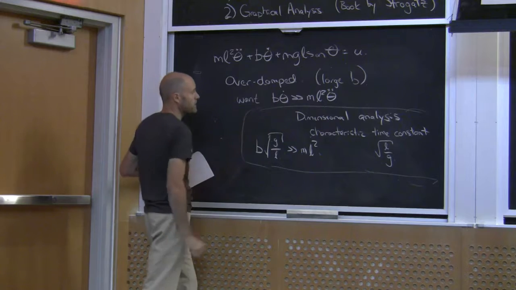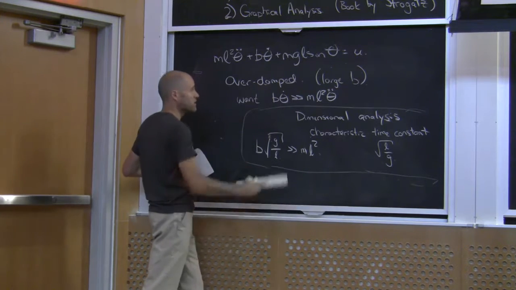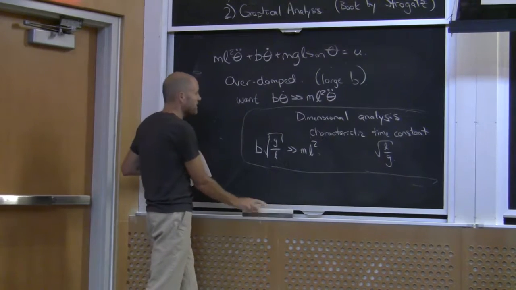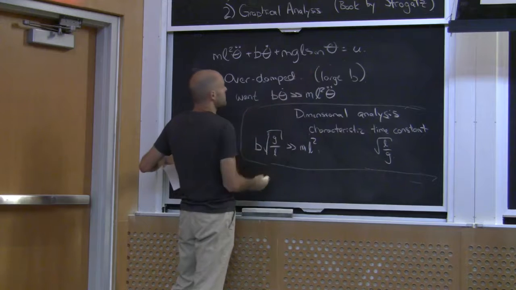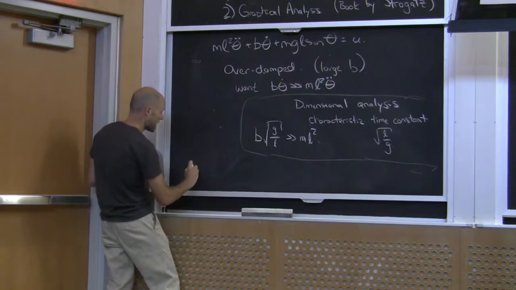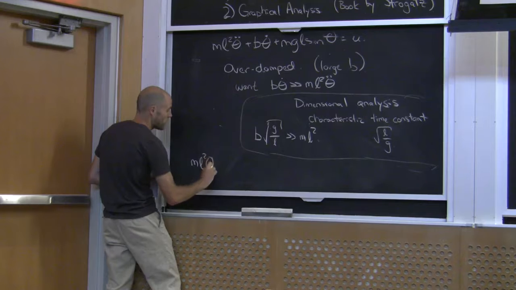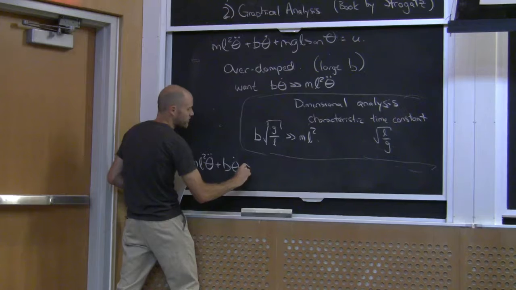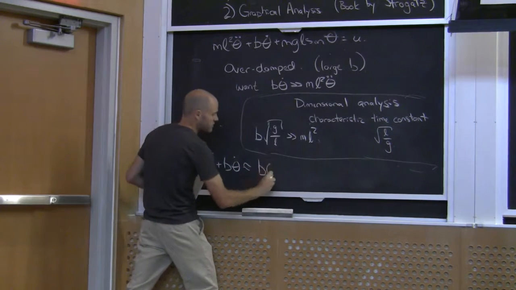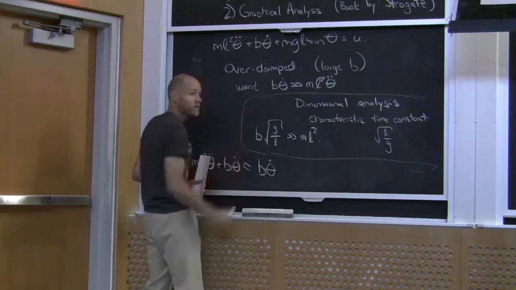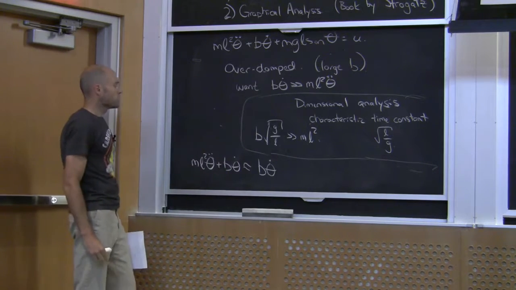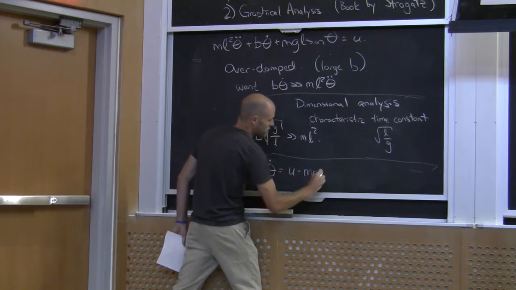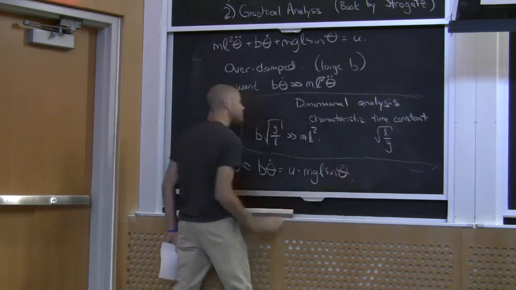Okay. So why do I want the contribution of B theta dot to be greater than ML squared theta double dot? Well, roughly that allows me to simplify these equations. So now I can approximate ML squared theta double dot plus B theta dot as roughly just B theta dot, right? I wanted that to dominate. And B theta dot then has to equal the rest of that, which is now U minus MGL sine theta.